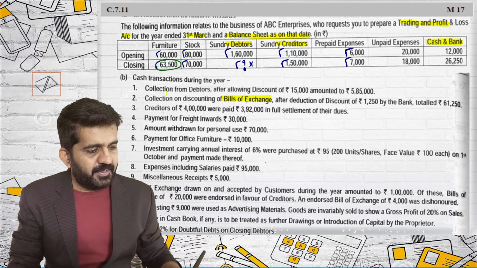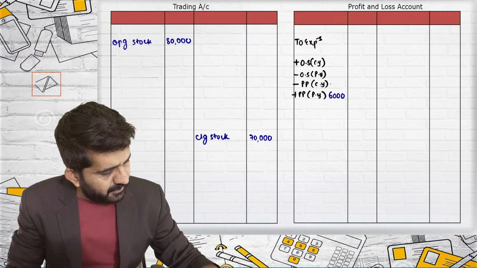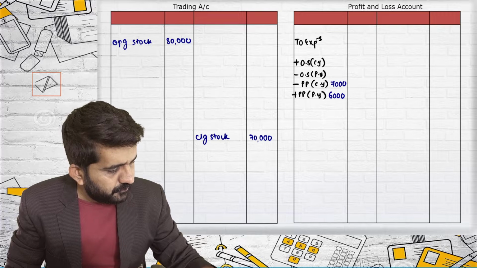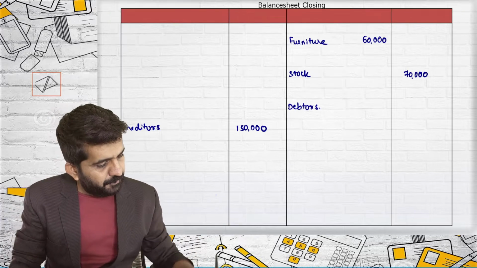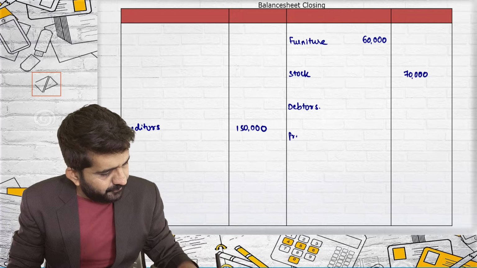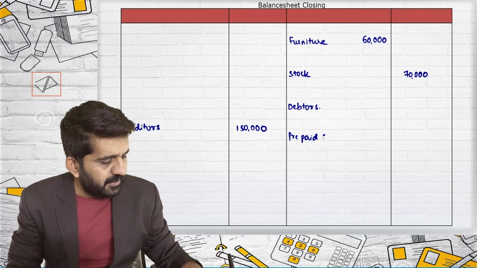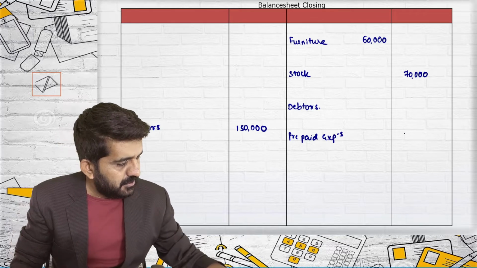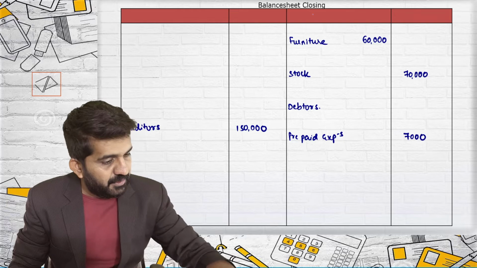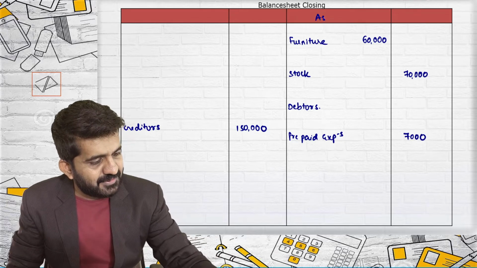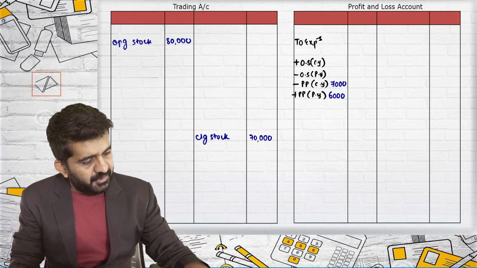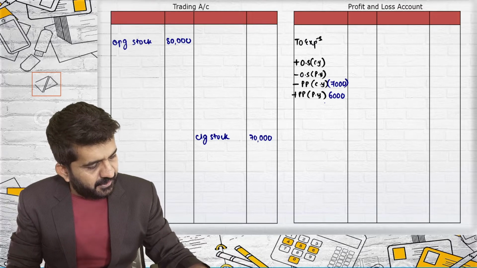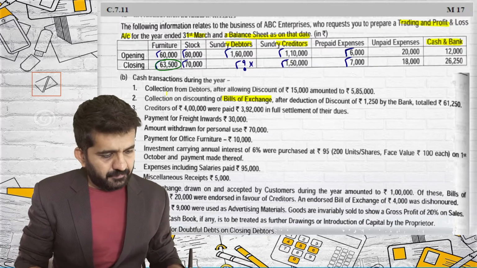Closing prepaid expenses is 7,000. Prepaid of the current year is 7,000. As it is the current year, it will go in the closing balance sheet. Prepaid will remain my asset. Prepaid expenses 7,000. Let me see the effect. Balance sheet asset side, closing balance sheet, is a debit effect. Here on the debit side it is subtracted, so it is a credit effect.